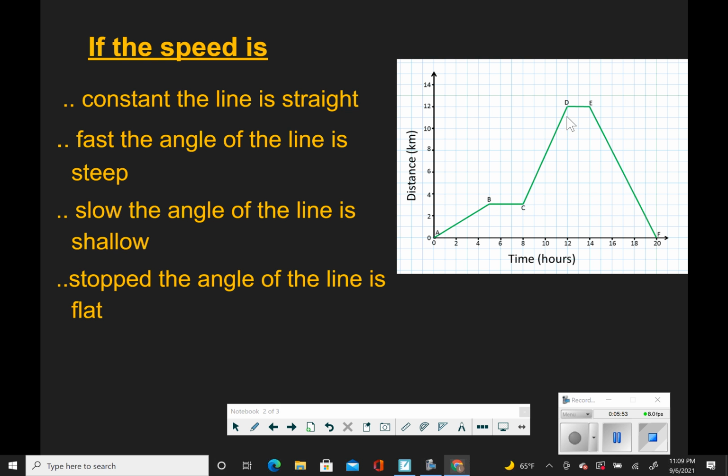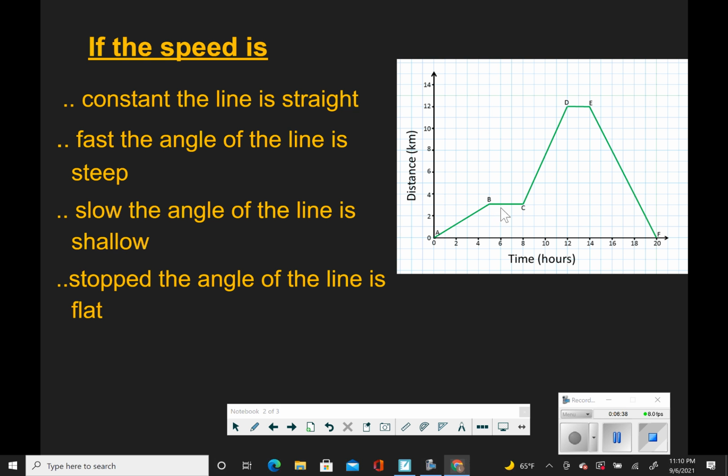From C to D, it's going very fast. The steeper the line is, the faster it's moving. This is shallow, this is steep, and this is flat. So a shallow line means it's going slow, a flat line means it's stopped, and a steep line means it's going very fast. So slow, stopped, fast, stopped, fast. The object starts from home, it is moving slowly away from home, then it stops.